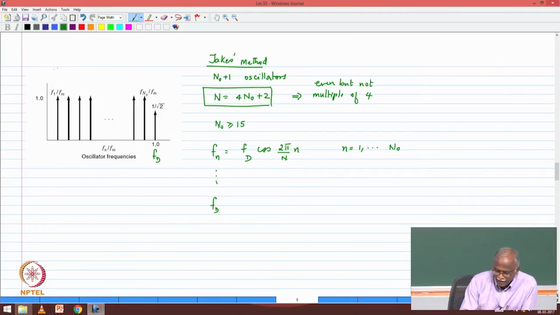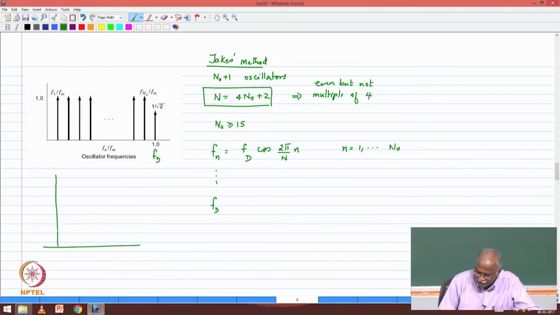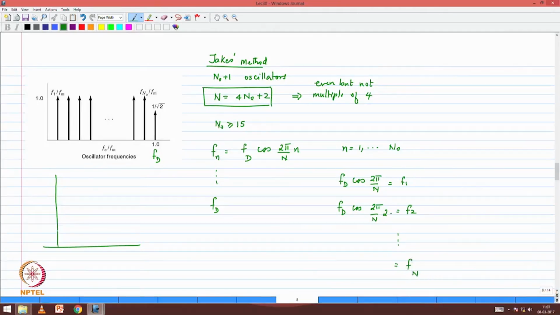But a more intuitive way to understand the oscillator frequencies can be seen in the following form. But first, let's interpret what these different oscillators are. So basically, you will have fd cosine 2 pi over N, that will be equal to f1. fd cosine 2 pi over N into 2 will be f2, and so on. I want to know what the last oscillator, f of N naught, is. That will be fd cosine 2 pi over N times N naught. I would like to simplify this in a better manner. So you can rewrite N naught as 1 by 4 into N minus 2. Am I right? Or it can be written as N by 4 minus 1 half.